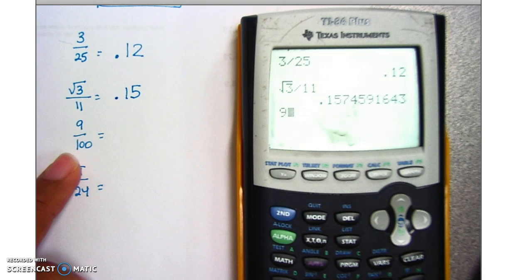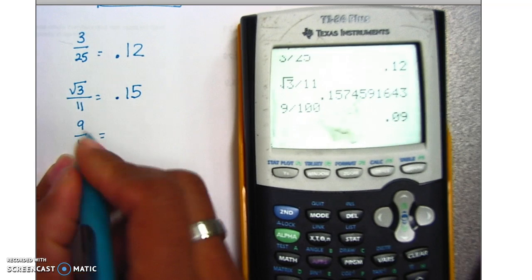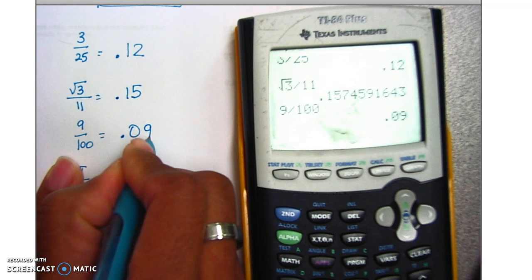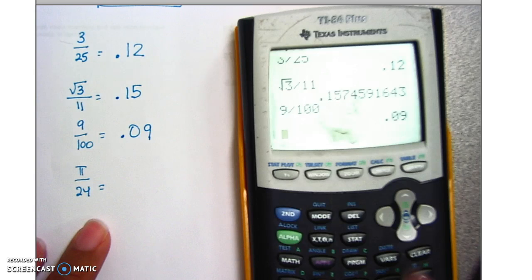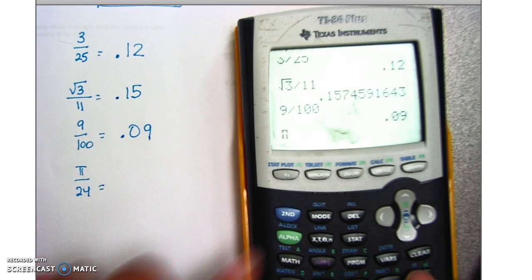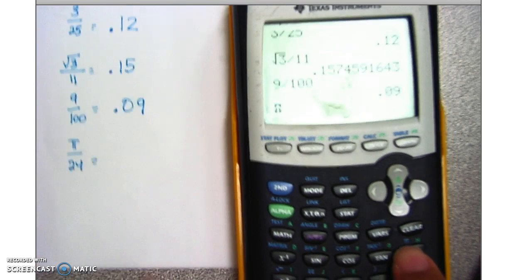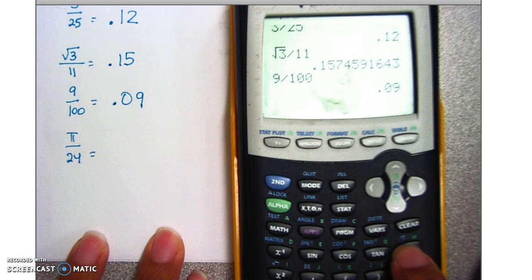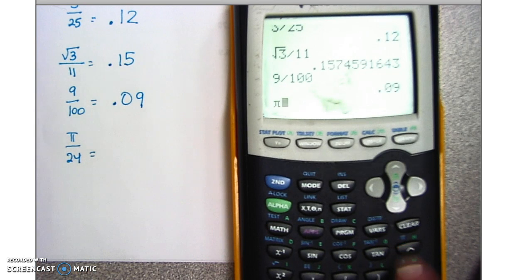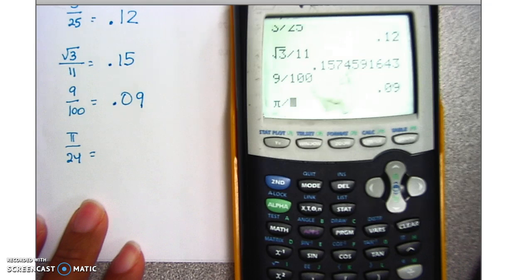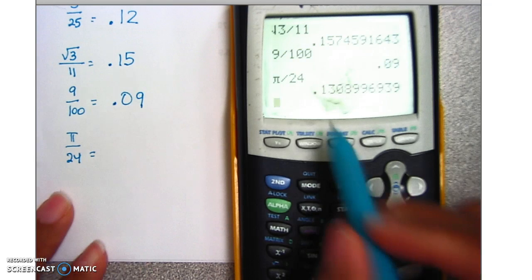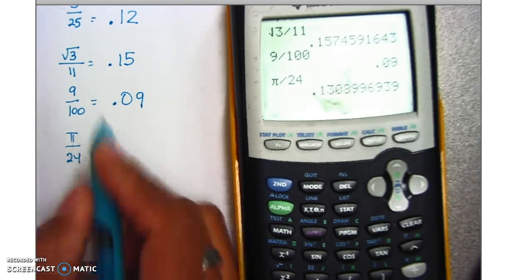Then we're going to do 9 divided by 100. Gives us 0.09. Then we're going to do pi. So remember, pi is blue over here in the corner. So second and caret divided by 24. First two numbers is 0.13.